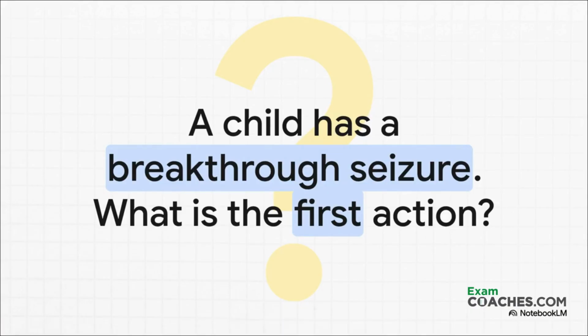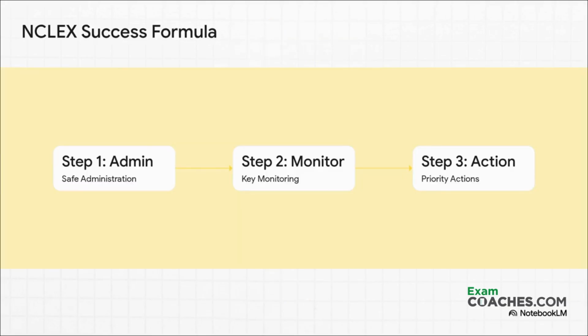Okay, let's raise the stakes. A kid is having a seizure right in front of you, a breakthrough seizure. What is the very first thing you do in that moment? It's not grabbing more meds. It's not even calling for help. Not yet. The absolute number one first action is to ensure their safety and protect their airway. Are you starting to see the pattern here? For every single one of these medication classes, it all boils down to a simple formula. It's about safe administration, key monitoring, and knowing your priority actions.